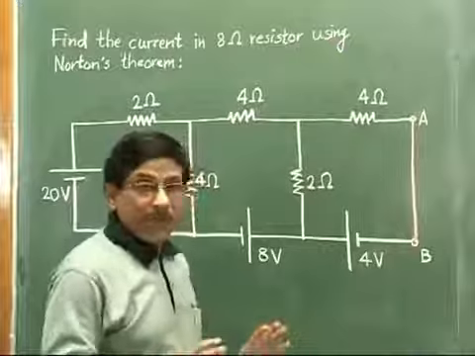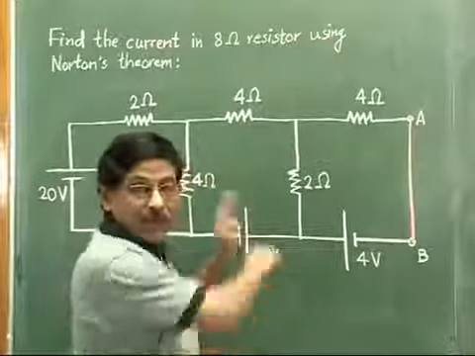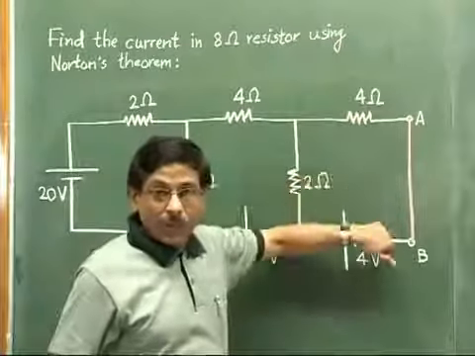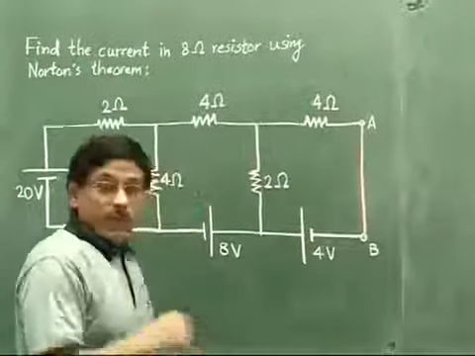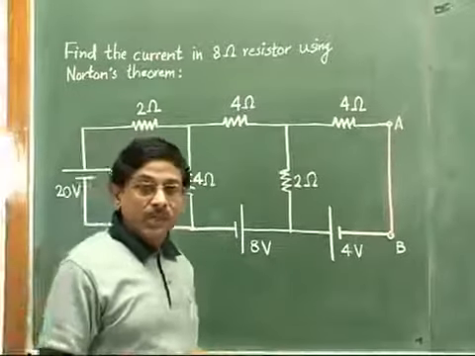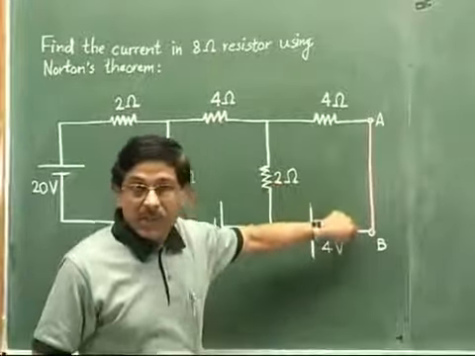What we have done, after removing the load resistor, whatever circuit we are getting with the 2 open ports, we will just be shorting them temporarily. And now our job is very simple. We use simple Kirchhoff's laws to find out the current flowing through this shorted branch.